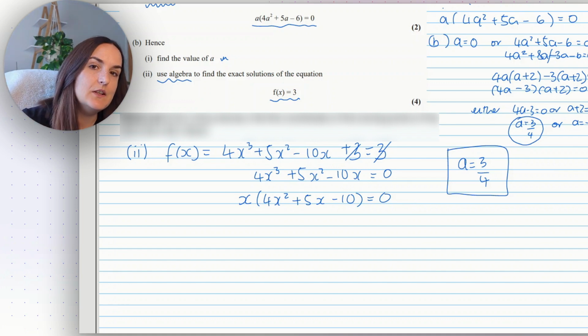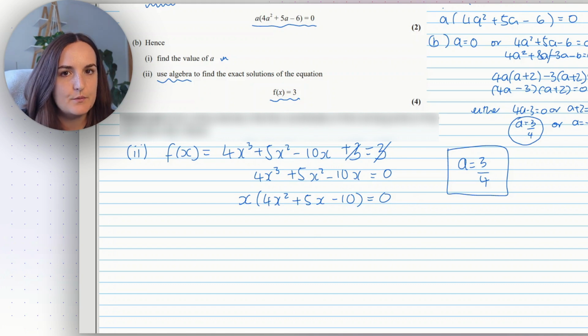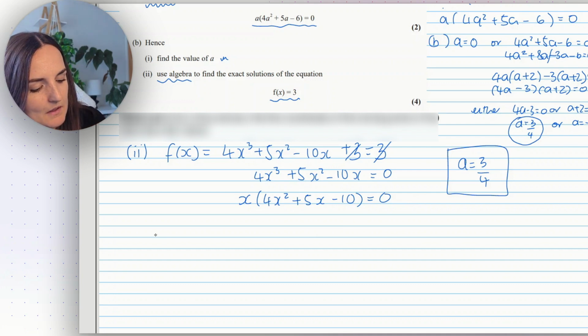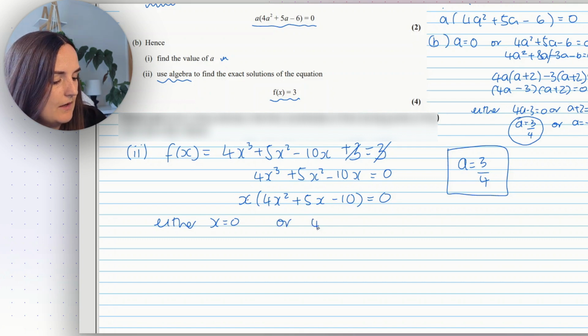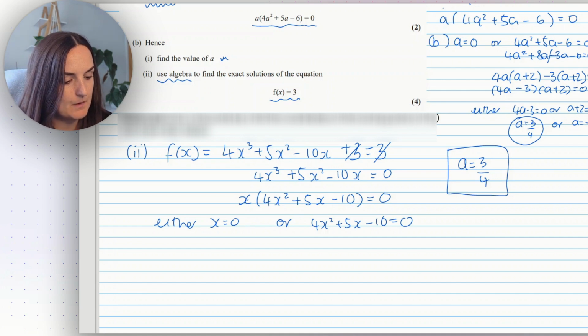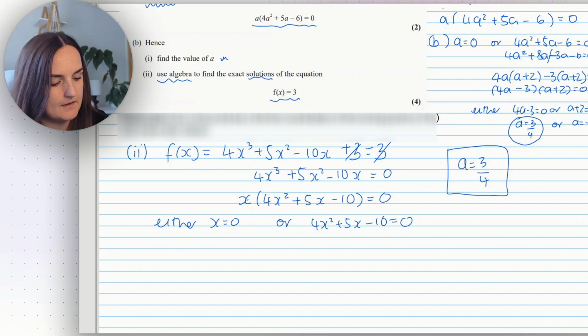And actually, when you go through the factors of minus 40 that make 5, there isn't one. And what that's telling you is this is a quadratic formula question. So we're going to say either x equals 0, because one of the two factors here must be 0, or 4x squared plus 5x minus 10 equals 0. You could do b squared minus 4ac to check if this can be solved, but it says solution, so that's implying there's more than one here. So we're going to use the quadratic formula.